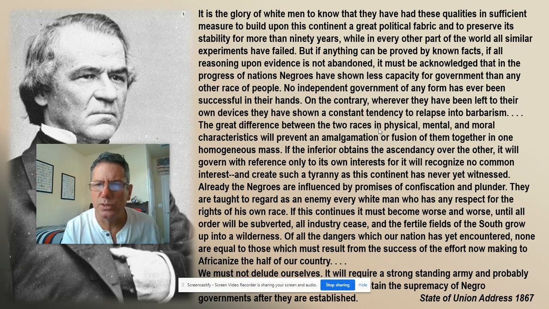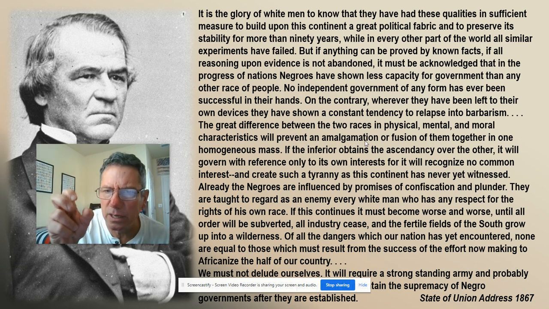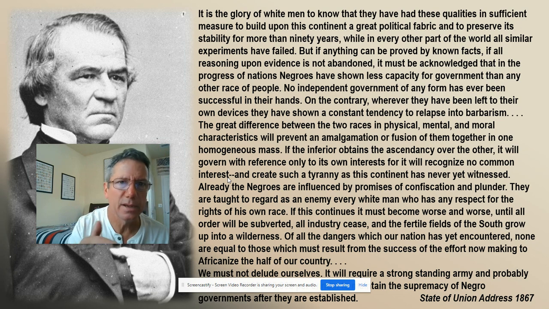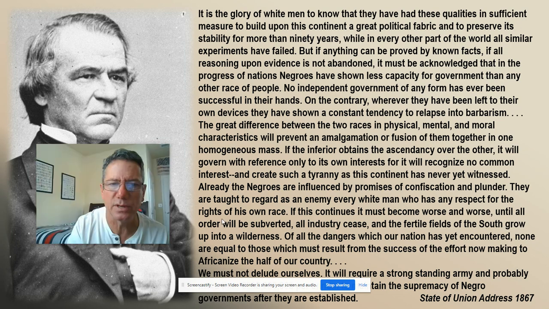The great characteristic difference between the two races in physical, mental, and moral characteristics will prevent an amalgamation, a fusing, a merging of them together in one homogeneous mass. If the inferior, black, obtains the ascendancy over the other, the whites, it will then govern with reference only to its own interest and will recognize no common interest. In other words, black people vote only to help black people. Sounds familiar. White people only voting to help white people. Slavery and things like that. But anyways, I guess what comes around goes around.